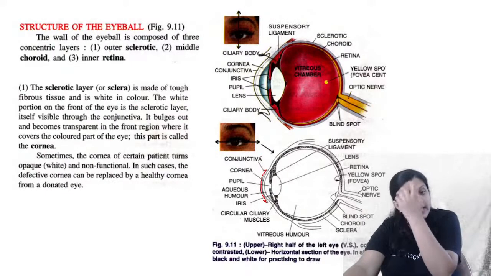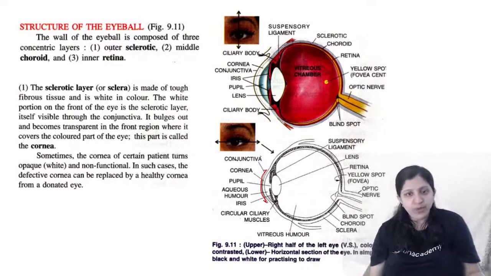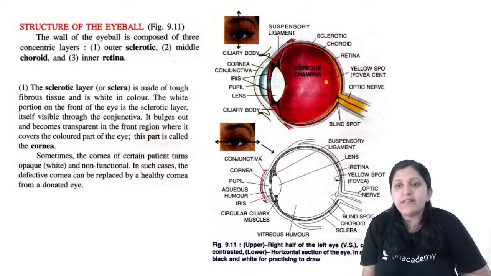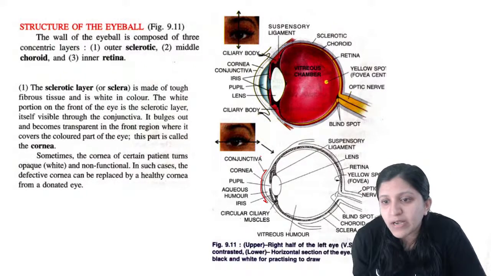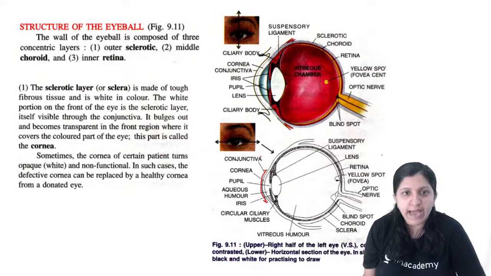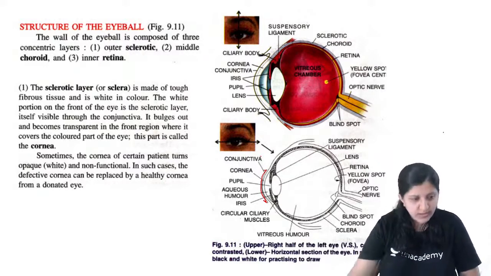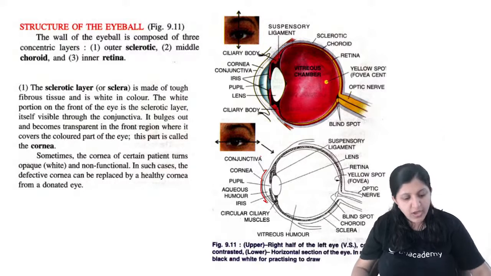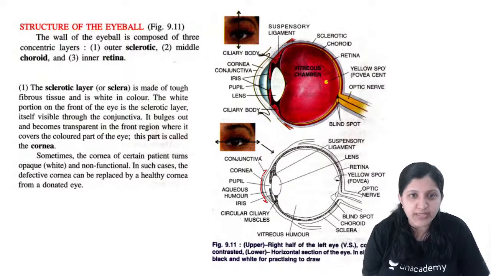Now let's see the structure of the eyeball. You can see here there is a suspensory ligament, lens, retina, yellow spot, optic nerve. We will see the structure of the eye today. Let's see how much we can cover. Next class I'll be covering the defects.